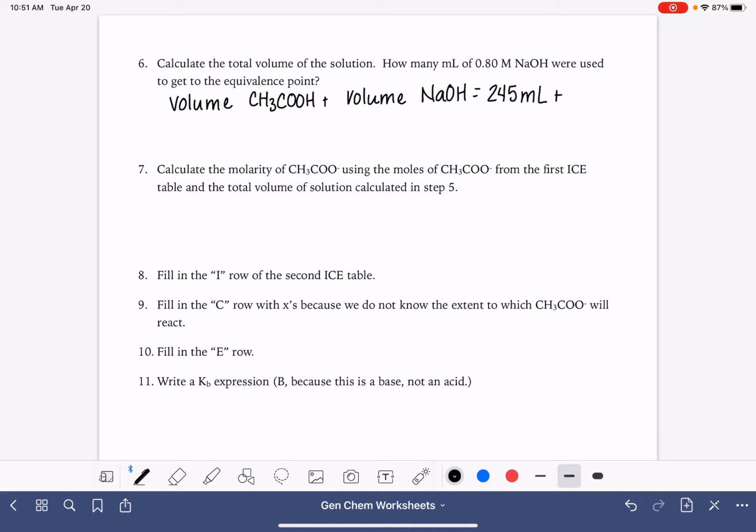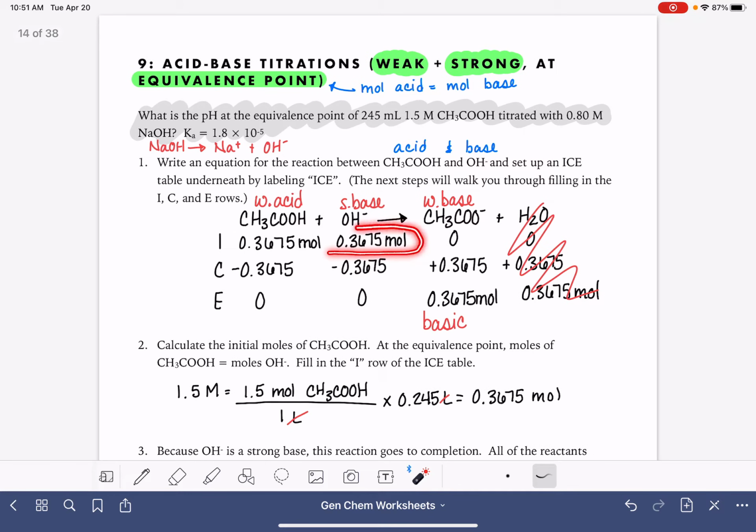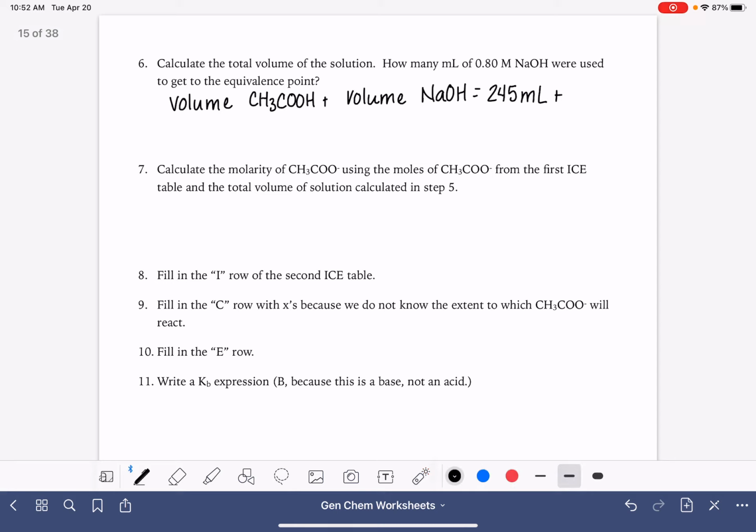And we have not yet calculated it. We knew that the NaOH was 0.8 molar, and also we calculated that we needed this many moles of NaOH. We can use those two pieces of information to get the volume. 0.3675 moles. I'm going to make a note of that.